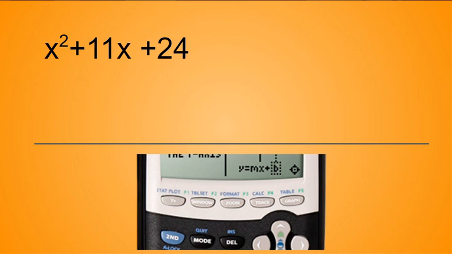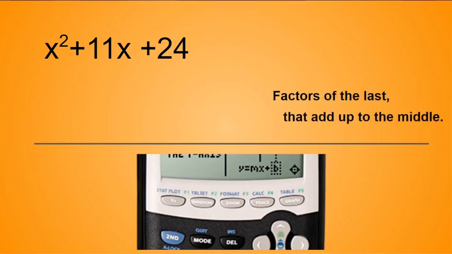X squared plus 11x plus 24. The phrase that I want you to remember as we go through this, I'll probably say it several times today, is that we want factors of the last that add up to the middle. What I mean by that is this. We're going to look at factors of the last term. The last term in our problem is 24, so factors of 24 that add up to the middle, and the middle is 11. It's the coefficient on that x. So our target is 11 for them to add up to.